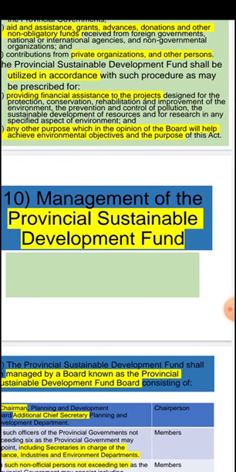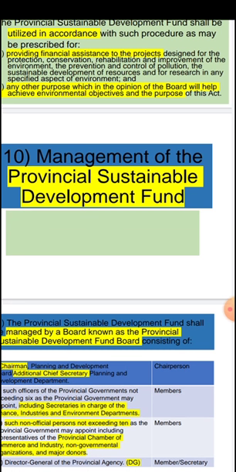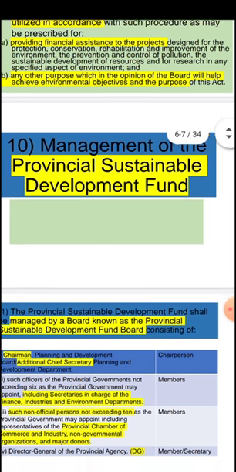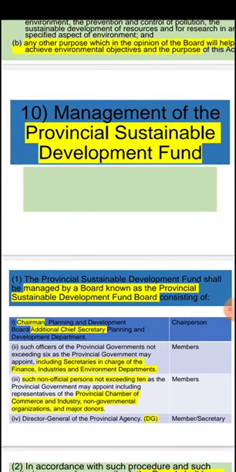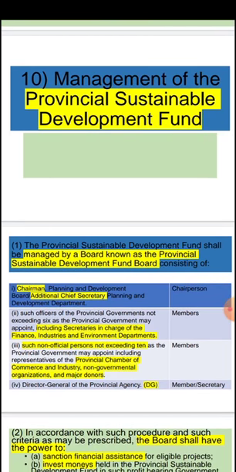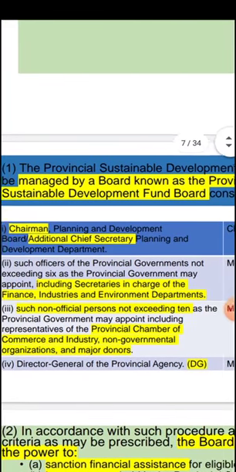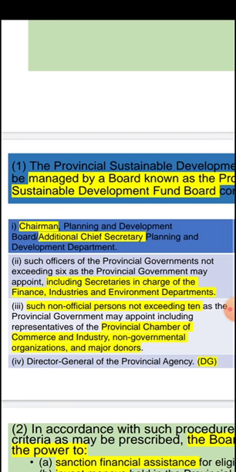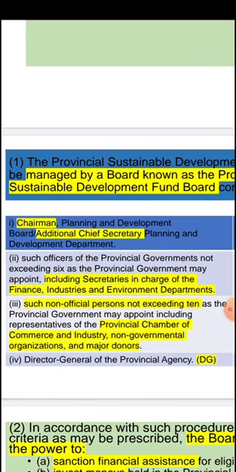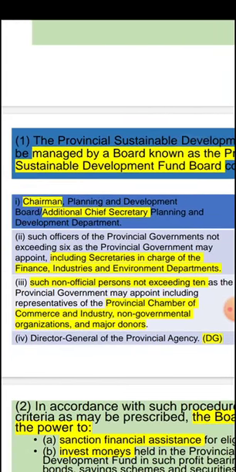And then in the section number 10, you can say management of the provincial development fund. So in management, the most important thing is the hierarchy, the powers, who has the powers to utilize this fund, and who is going to use it, and who is going to govern this fund. So this fund will be managed by a board known as the Provincial Sustainable Development Fund Board, and which will be chaired by the Chairman Planning and Development Board or Additional Chief Secretary Planning and Development Department. Then furthermore, it will have not exceeding 6 members. So maximum number is 6, and the officers from provincial government including secretaries in charge of finance, industries, and environment will be included in the members.